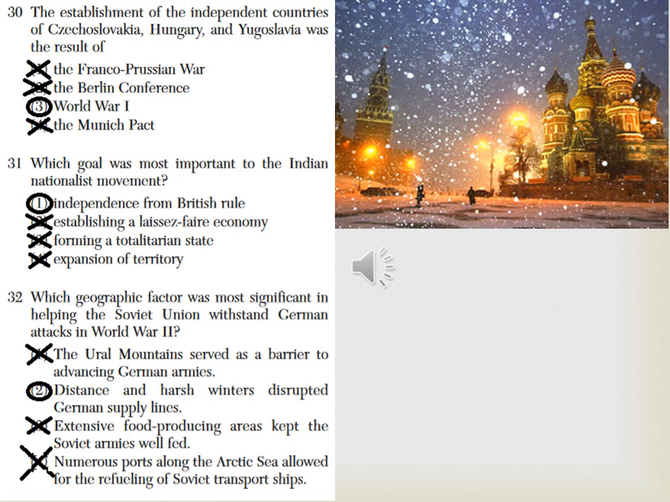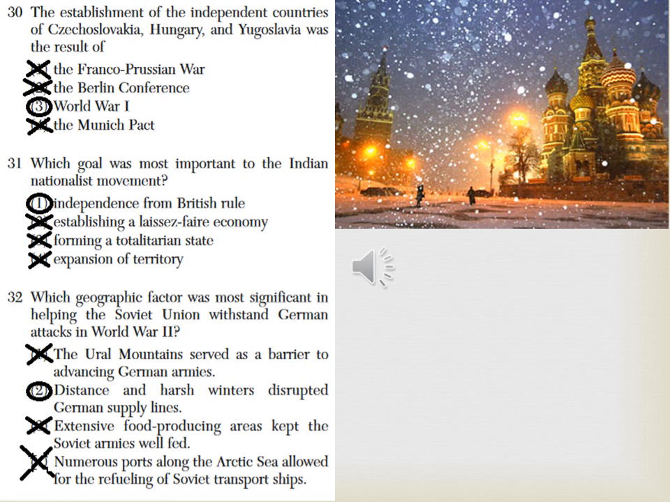Is it 1, the Ural Mountains served as a barrier to advancing German armies? Is it 2, distance and harsh winters disrupted German supply lines? Is it 3, extensive food producing areas kept Soviet armies well fed? Or is it 4, numerous ports along the Arctic Sea allowed for refueling of Soviet transport ships? Alright. So the answer is 2.